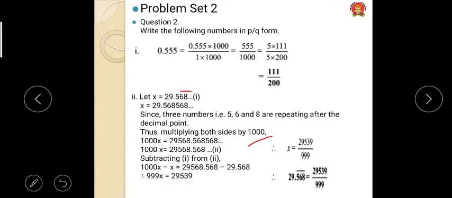After multiplying by 1000 on both sides, you will get this equation. Now subtract the first equation from the second, and you will get 999x is equal to 29539. After subtracting, x is equal to 29539 divided by 999. This is in the p by q form. Whether we multiply by 1000, 100 or 10 depends upon how many digits are recurring.